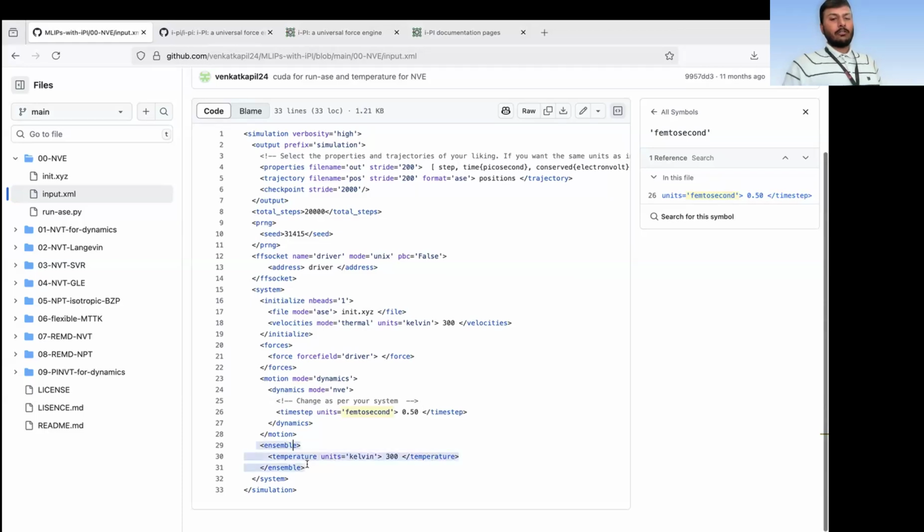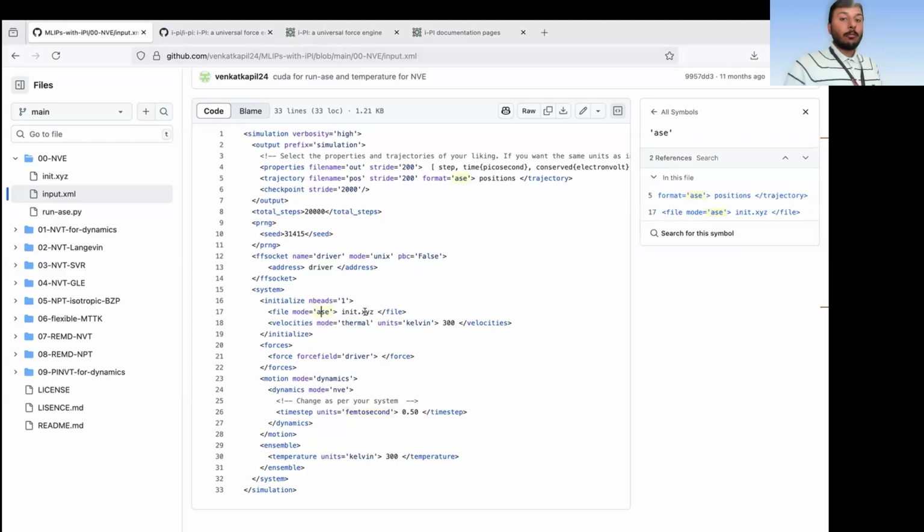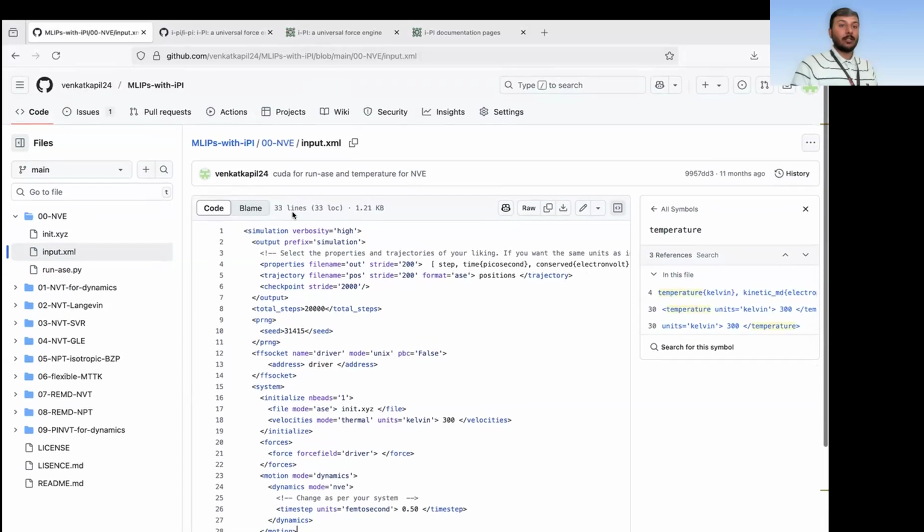And there's also a block for the ensemble, and in this case, it's an NVT ensemble where the initialization already fixes your N. Sorry, this is an NVE ensemble. So the initialization already fixes the volume and the number of particles. So in this case, there is an ensemble temperature, but it won't be used in the simulation because this is NVE.